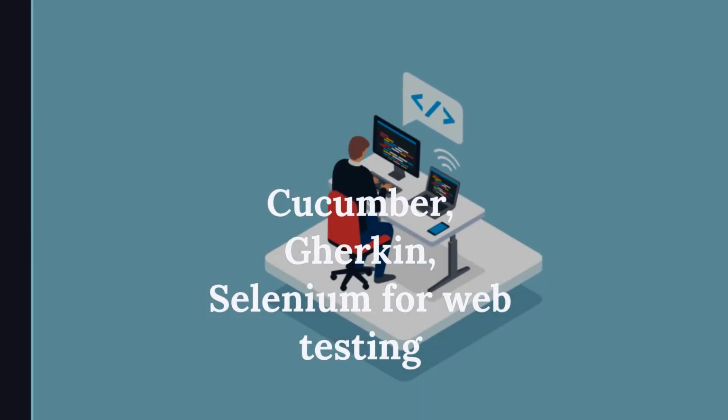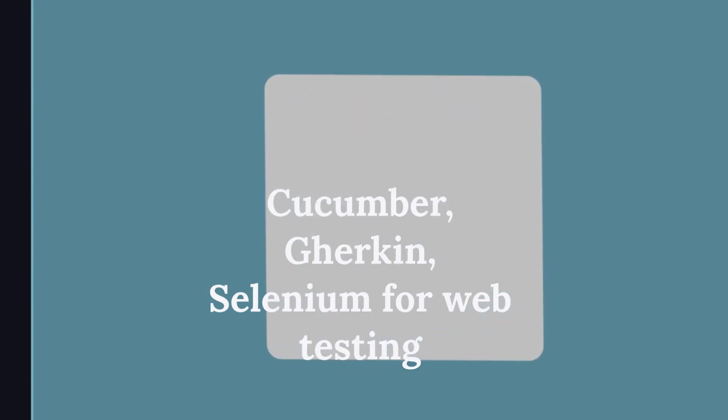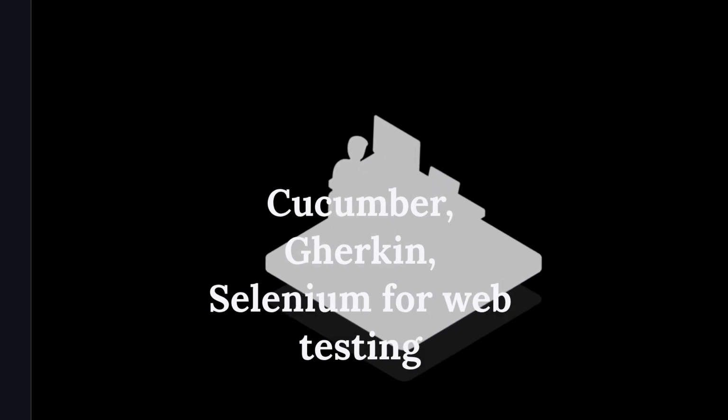Cucumber, Gherkin, and Selenium were used for the BDD plan. Cucumber allows writing readable feature files. Gherkin provides structured syntax for scenarios. Selenium automates browser actions for testing. These tools are suitable for web application testing.